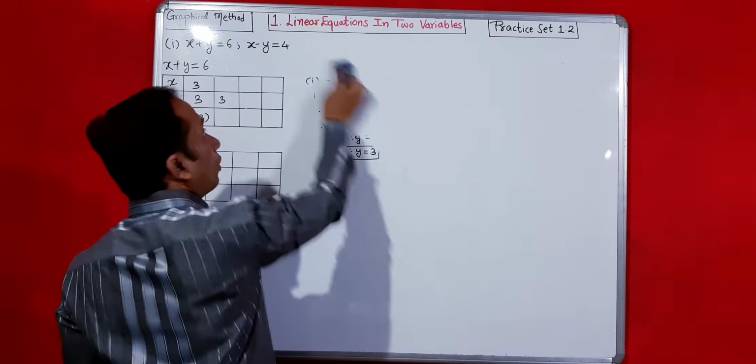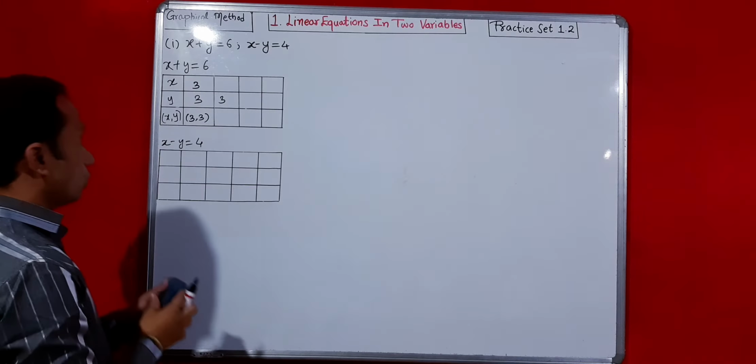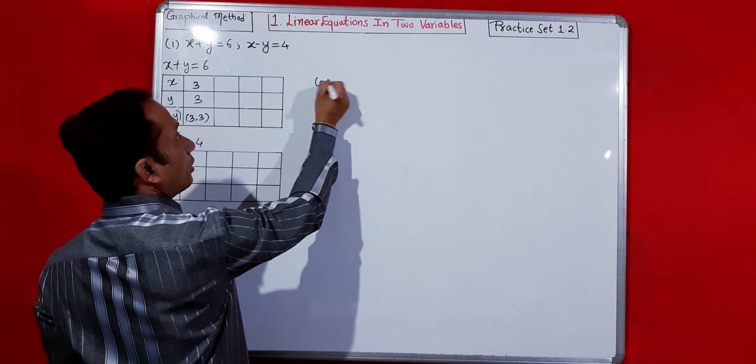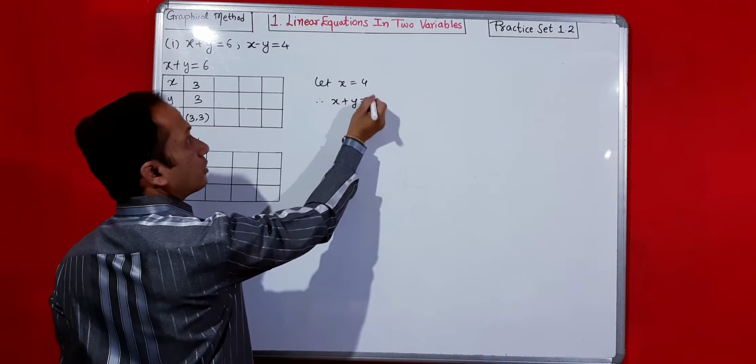So we have obtained the first value, and now we'll do the second value. I will not take this 3, I am taking 4. So let x is equal to 4 for the second. Therefore x plus y is equal to 6.